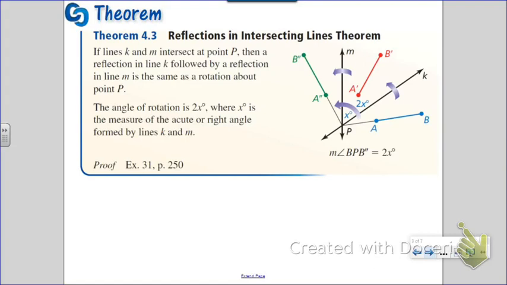In intersecting lines, the angle of rotation is 2 times x degrees, where x is the measure of an acute or right angle formed by the two lines.